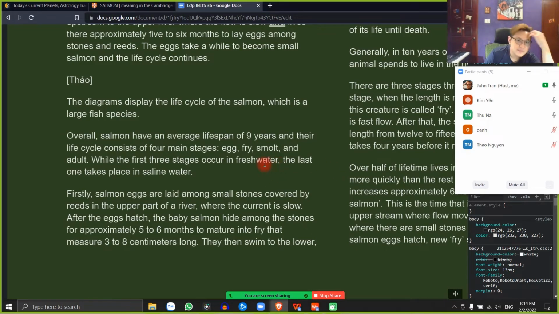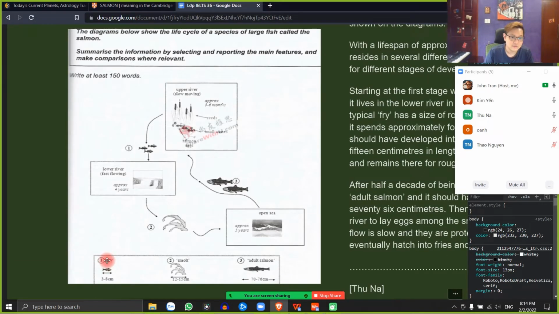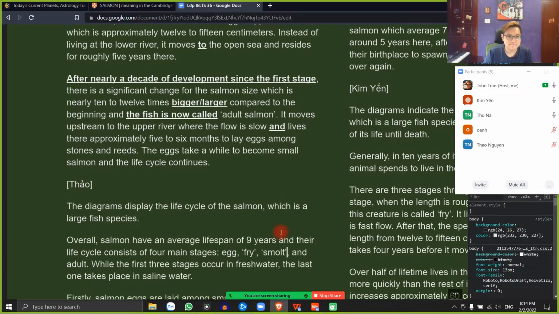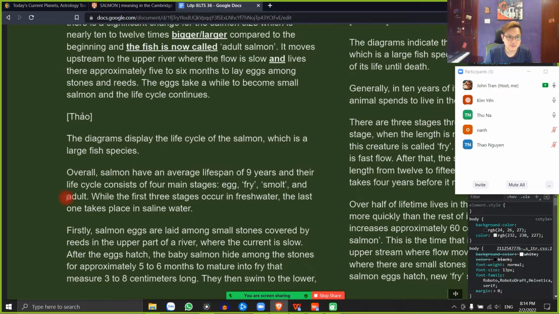Egg, fry, smoked. Remember, they put it in this inverted comma for a reason, you know. Người ta đưa nó vào cái dấu phẩy ngược này, cái dấu nháy, một nháy này để có lý do của nó. Trong bài nó mới ghi như vậy nha các bạn. Basically, they provided you with inverted commas for a reason. You have to be careful, okay? And adult salmon.